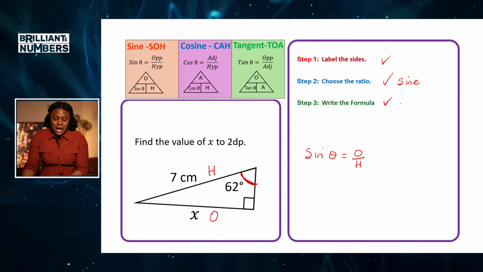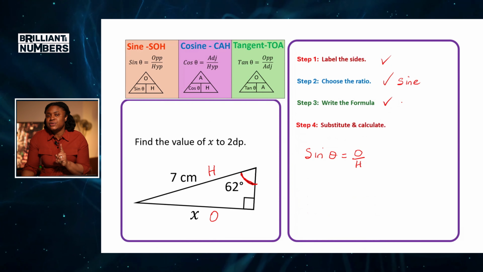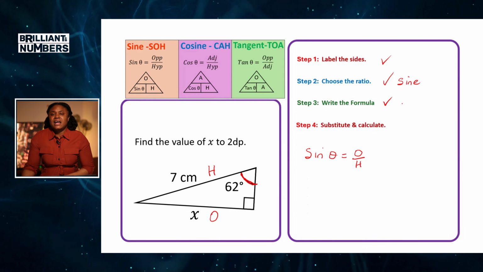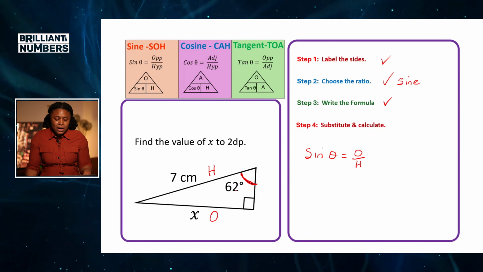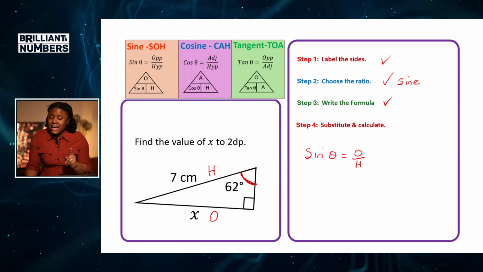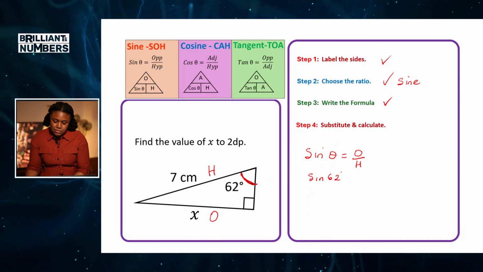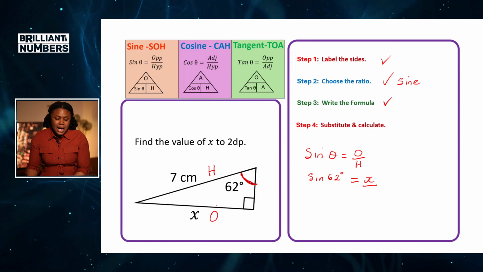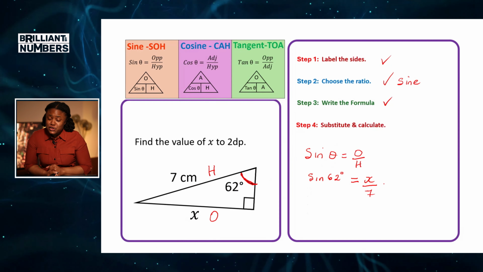I've now written my formula out, and then I go for my fourth and final step, which is to substitute the values from the question into the formula and then finally calculate. So let's go. I've got sine theta. I'm looking back on my diagram, and remember, theta represents the angle. So the angle here is 62 degrees. So I'm just going to write sine 62 degrees is equal to my opposite side, which was labeled x here, and my hypotenuse was labeled 7. Brilliant. I have now substituted.